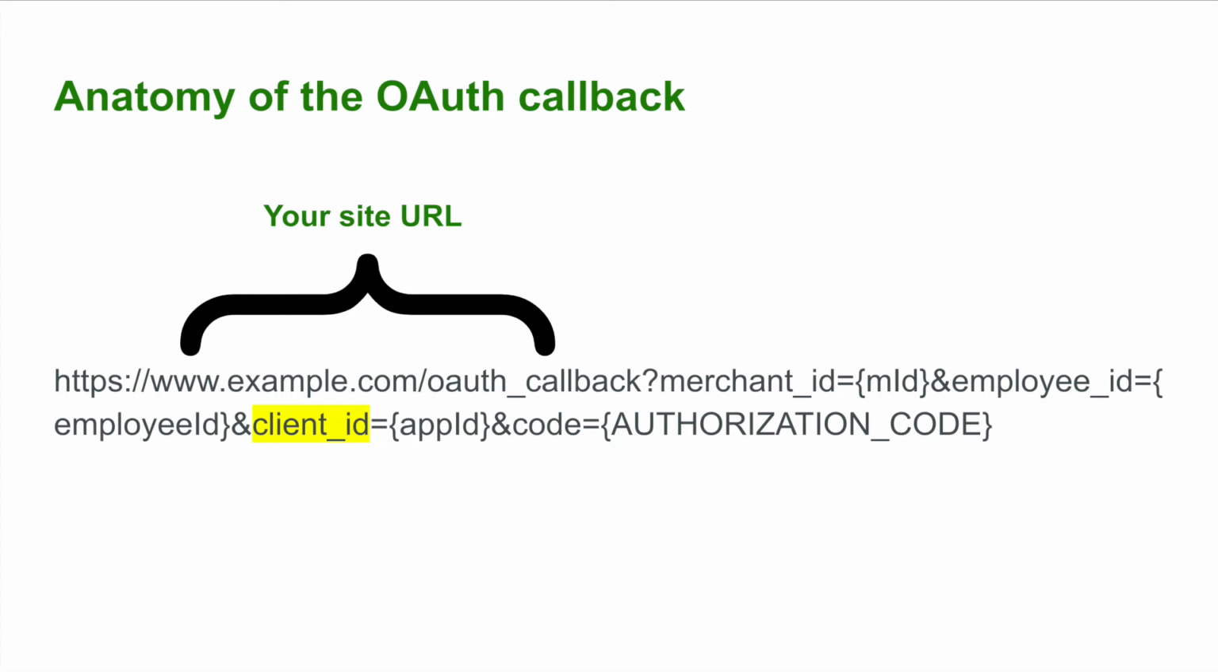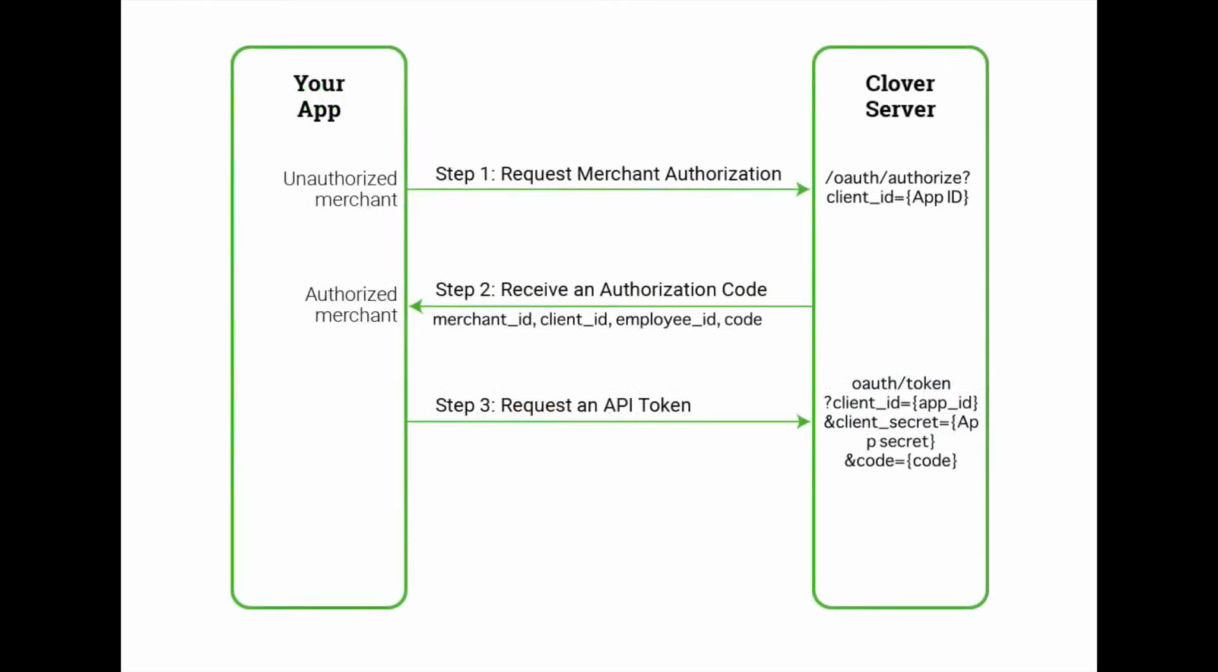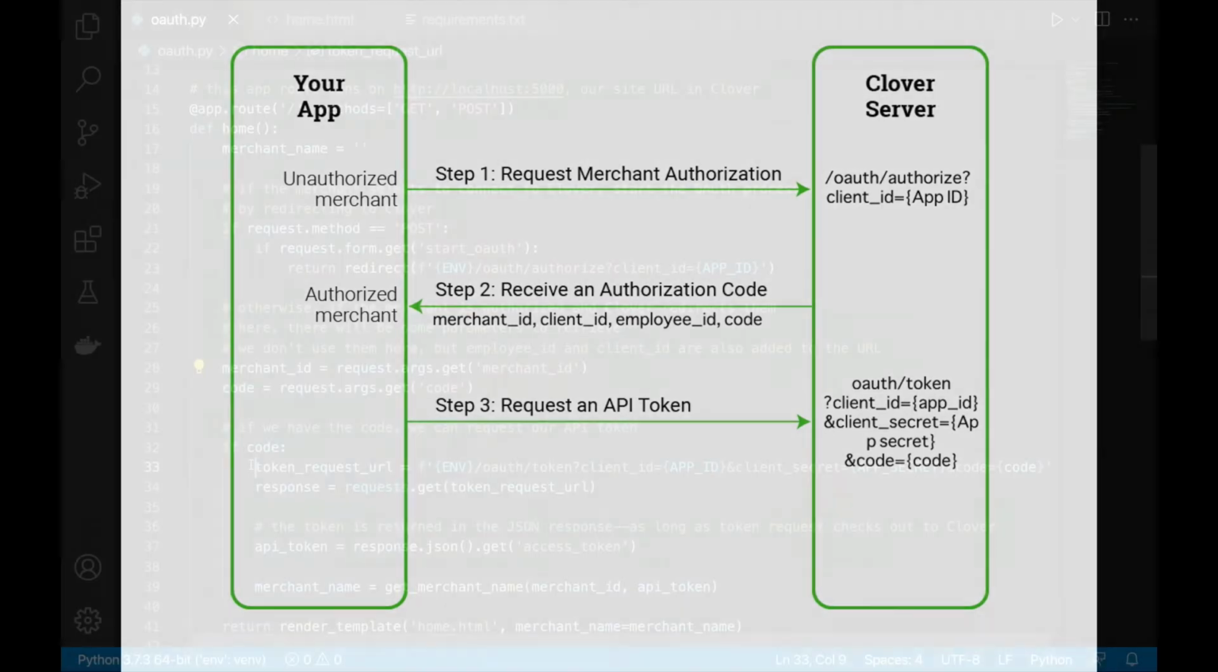Client ID is your app UUID again. You can have multiple apps with the same site URL. Clover repeating your app ID back to you can help you keep your apps organized with such a setup. And you get a code. This is the verification from Clover that the merchant has your app, but it cannot be used to access merchant data by itself. For that, you need to verify this is a legitimate access request from your app.